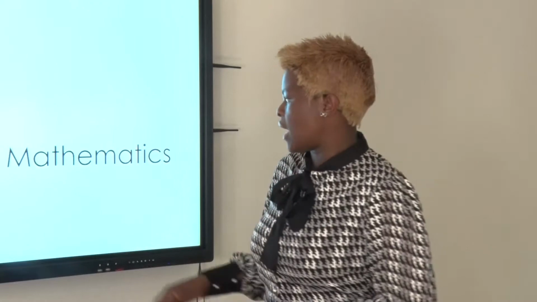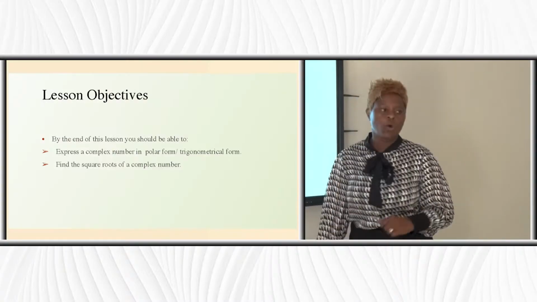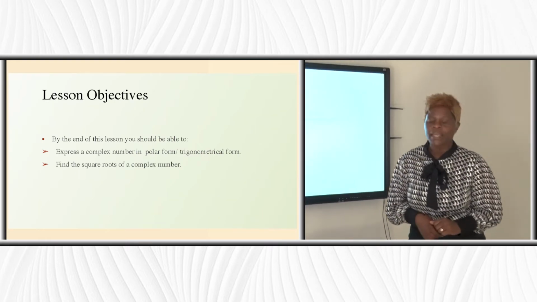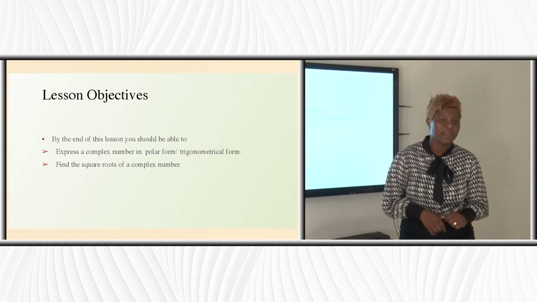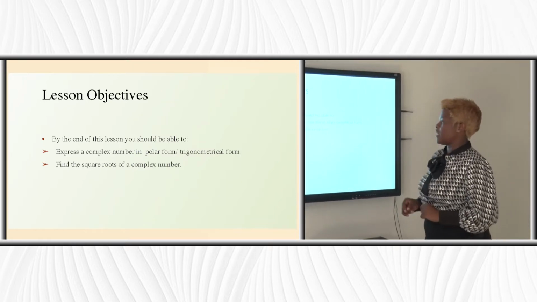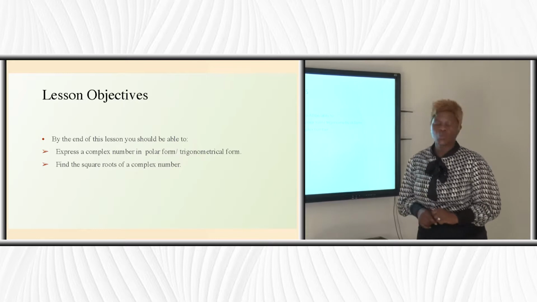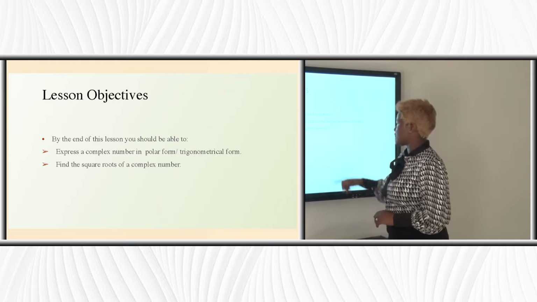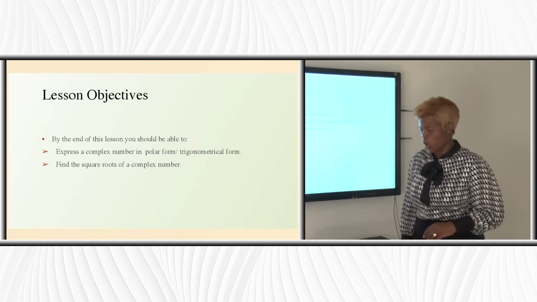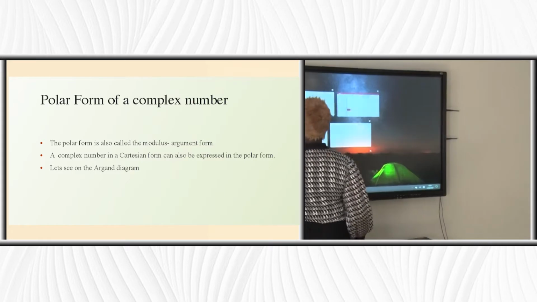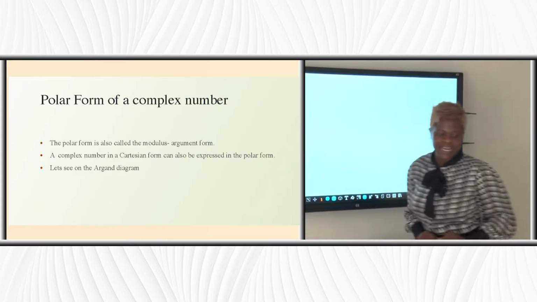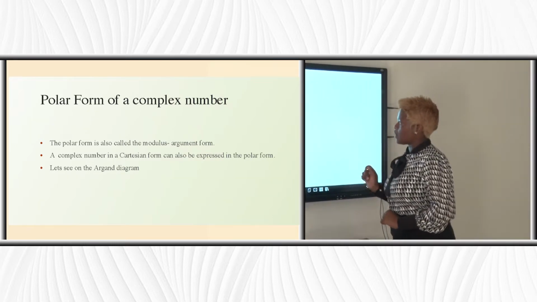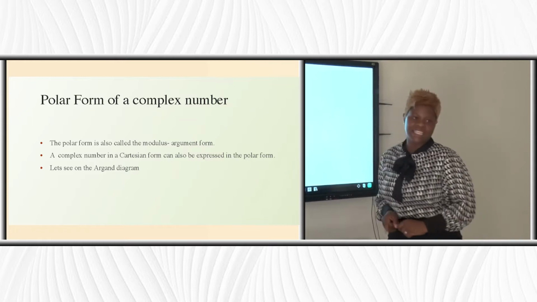Okay, let's go into today's lesson. Our objectives for the day: we have to express a complex number in polar form or trigonometrical form. Then we have to find the square root of a complex number. We will start by looking at polar form or trigonometrical form. I am going to draw an Argand diagram, and we want to derive the trigonometrical or the polar form using that diagram.